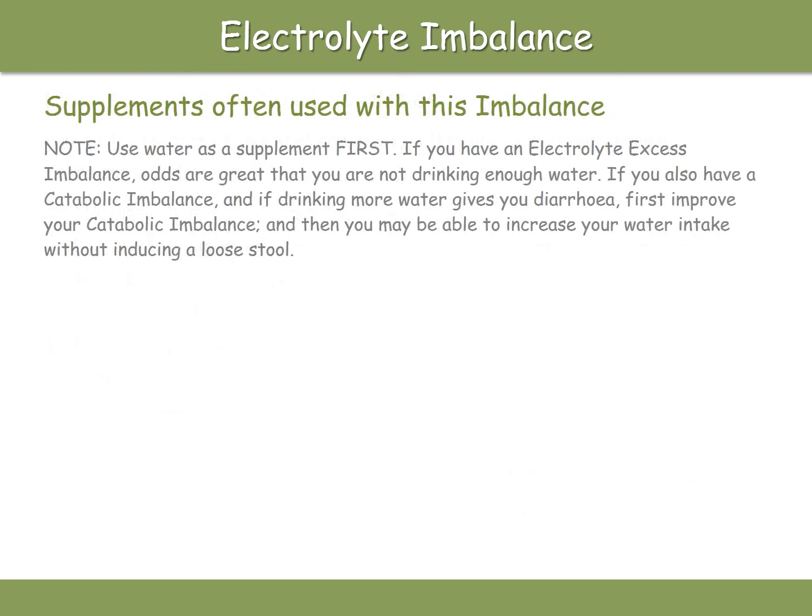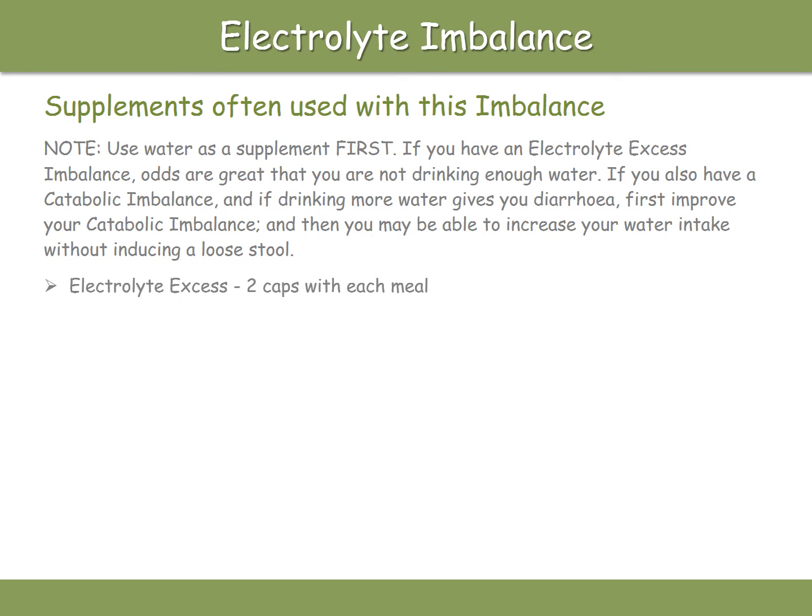Supplements used with this imbalance. Now, right at the top here, the most important supplement to use is water. We went through the lesson last week, and we went through all these different pH issues, and for each one of them, the first thing on the list was water to address as a supplement. But if you have a catabolic imbalance, you fix that first, otherwise your body's just going to put everything through your bowels. But water's the most important.